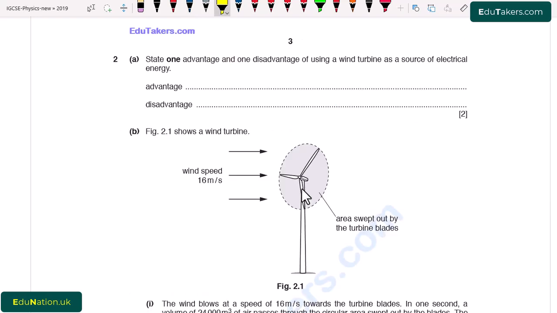Question number 2, part A. State one advantage and one disadvantage of using a wind turbine as a source of electrical energy. So here we have to describe one advantage and one disadvantage of using wind energy to generate electricity, or to get electrical energy from it. So the advantage is that we don't need any kind of fuel to get energy from the wind turbine, or it does not cause any kind of pollution by emitting any sort of gas.